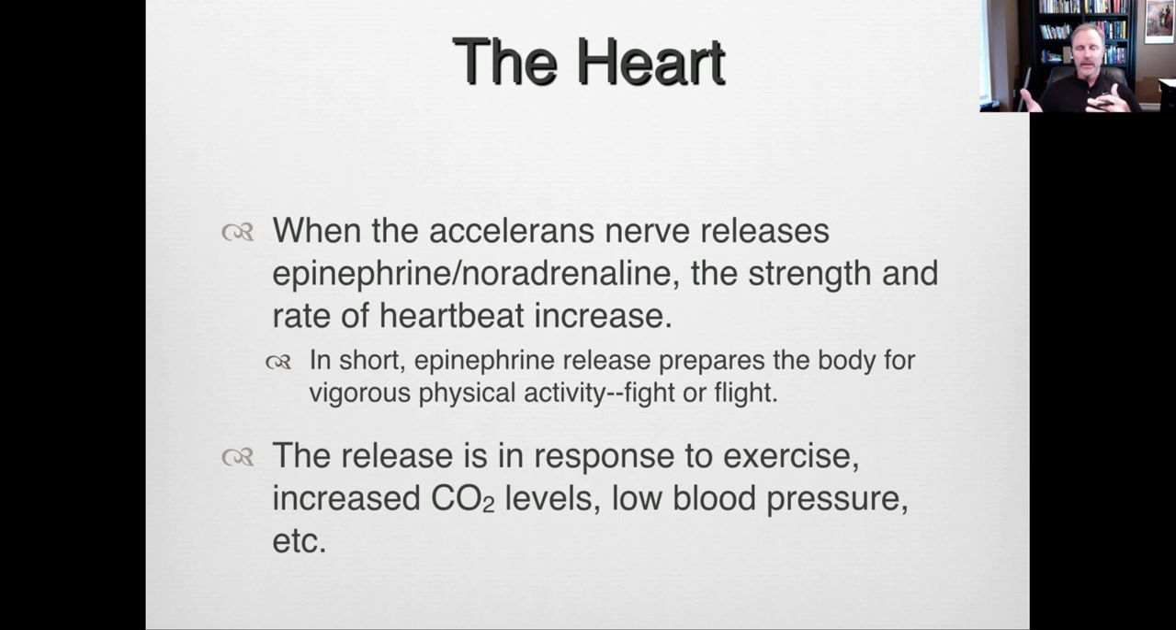Physical activity causes this. Okay, the fight or flight response, for instance, when you're startled, that type of thing. When the blood pressure goes down, like when you are laying flat and then all of a sudden you get up and it starts pumping really fast. There's all sorts of neural connections that are stimulating the accelerans nerve to release this neurotransmitter, this epinephrine, onto the AV node. Okay, to get the entire body to react as though you'd want it to.